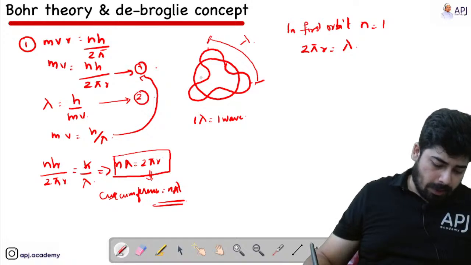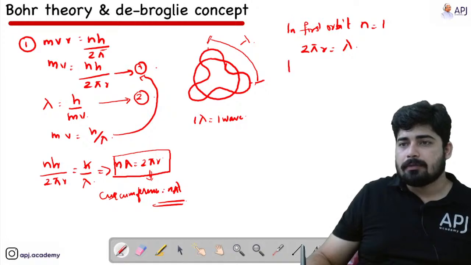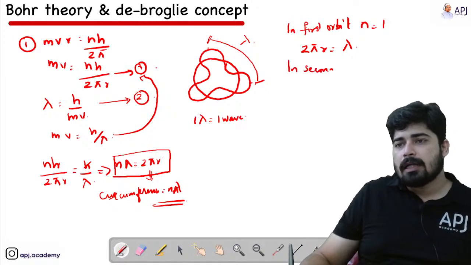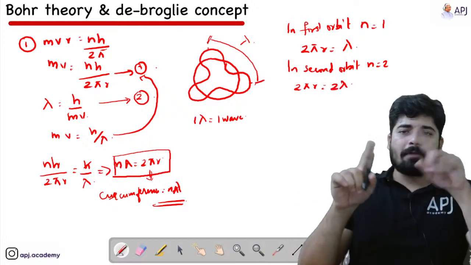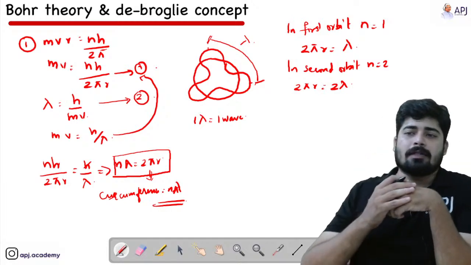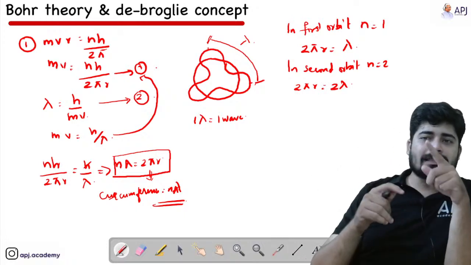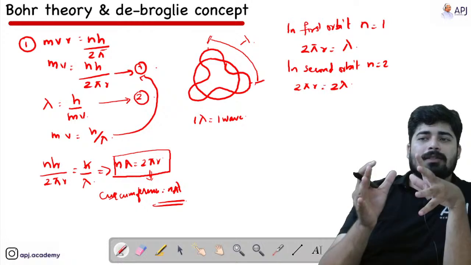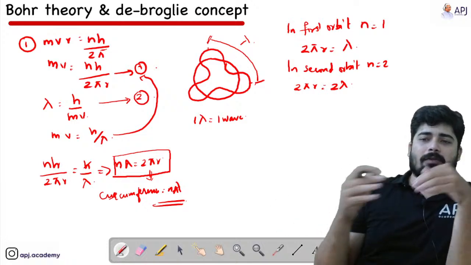In the second orbit, n will be equal to 2. That means 2 pi r, the circumference, will be equal to 2 lambda. Lambda is the wavelength, so 2 wavelengths will cover the whole circumference of the second orbit, whereas just 1 wavelength is enough to cover the first orbit. 2 wavelengths are required to cover the second orbit.